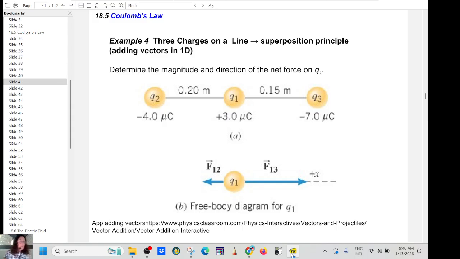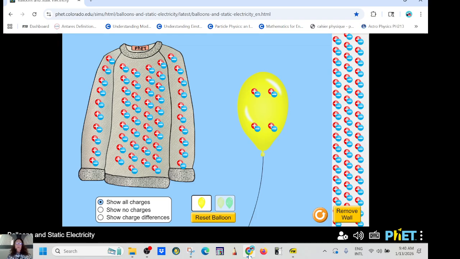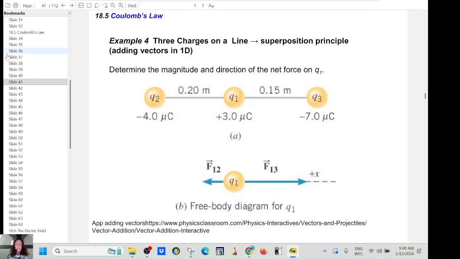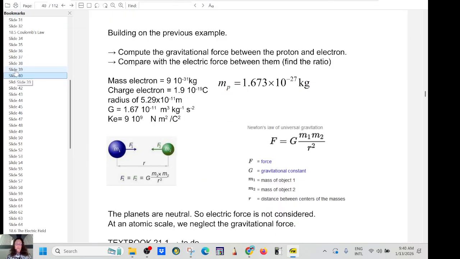Then we learned about Coulomb's law. And I had a great website, but I lost it.